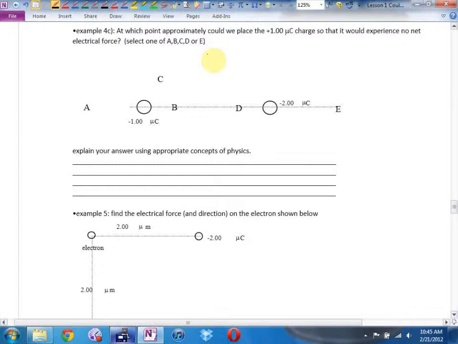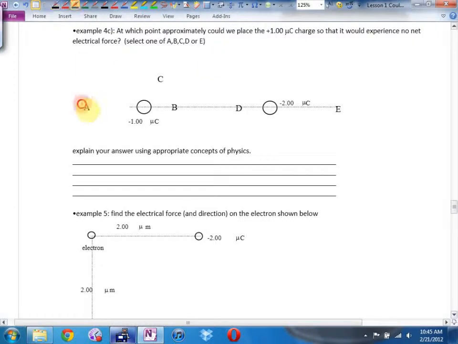Sorry, I can't hear you. What about negative 1 microcoulomb? I didn't hear a word you said. And then I heard you say microcoulomb. I don't know. Let's find out.